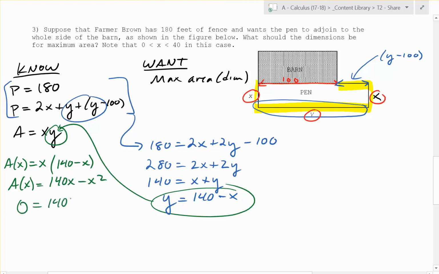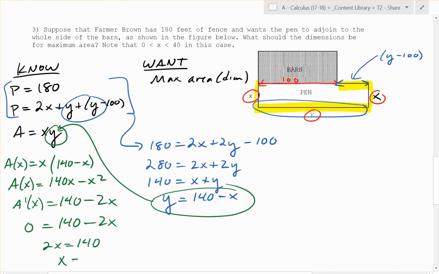And excuse me, we don't set it equal to 0 yet. We take the derivative first. So A prime of x is equal to 140 minus 2x. Set it equal to 0 to get 140 minus 2x equals 0. So 2x equals 140. So x is equal to 70.